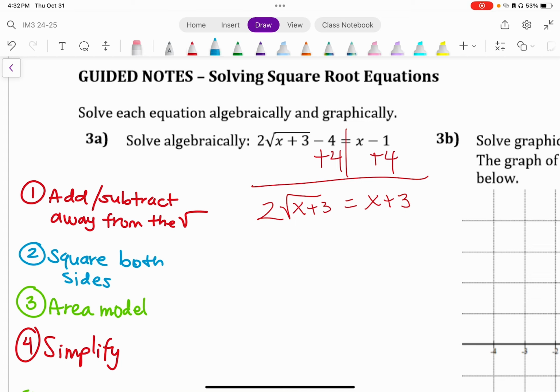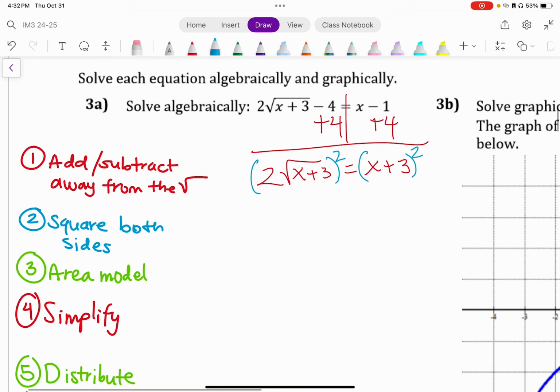Next thing you want to do is square both sides. It's going to require you to place parentheses around both sides. And this is where the warm-up comes in handy. If you weren't able to do the warm-up, that's okay. I'm going to show you how to square both sides right now.